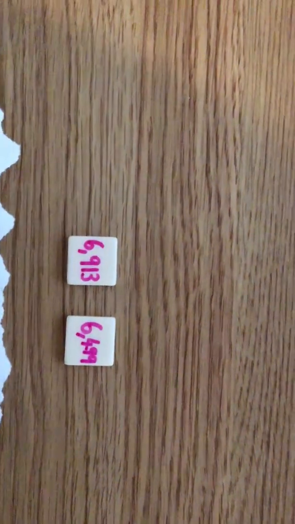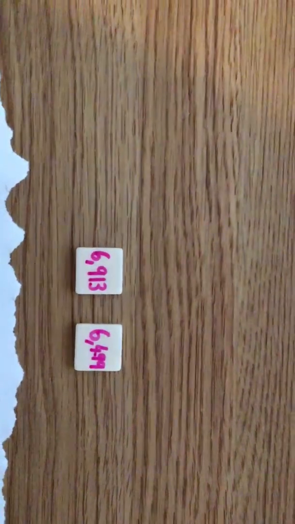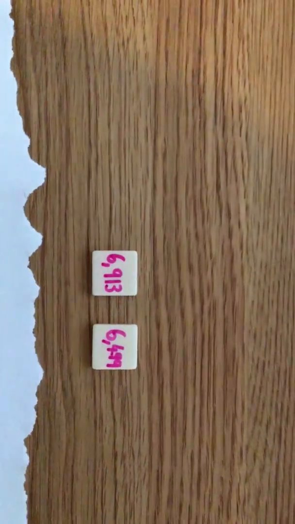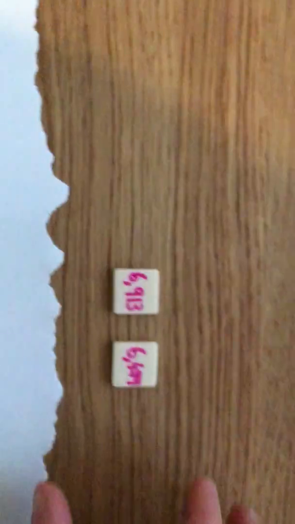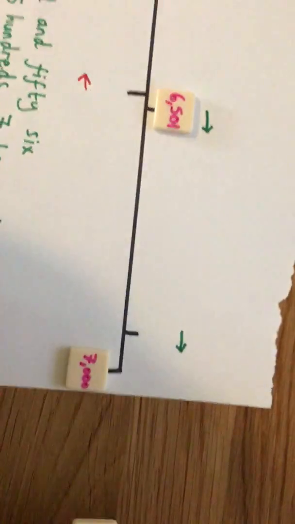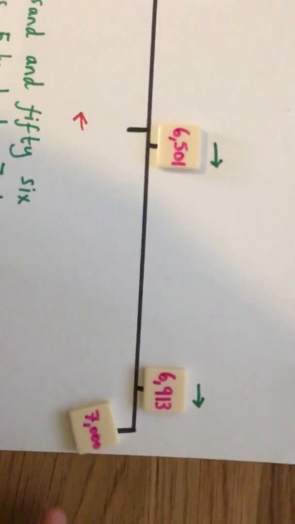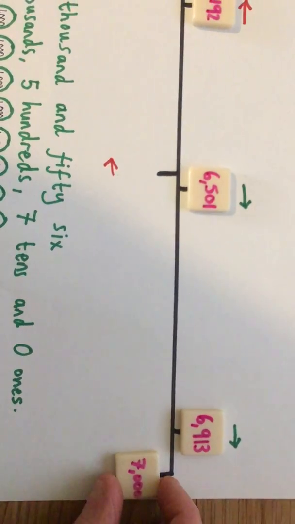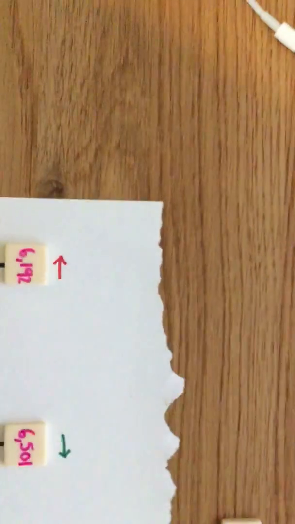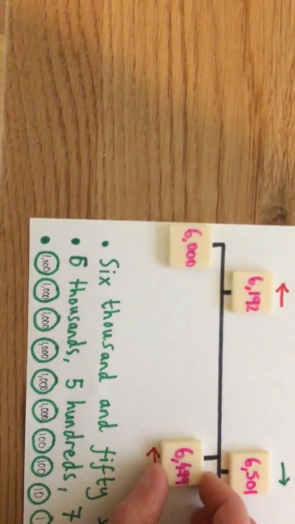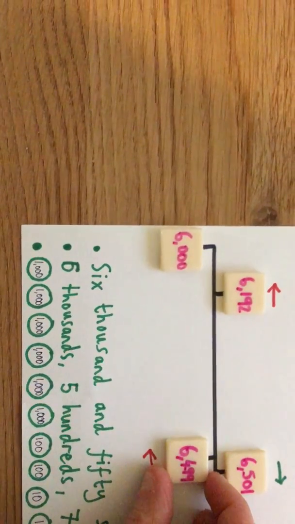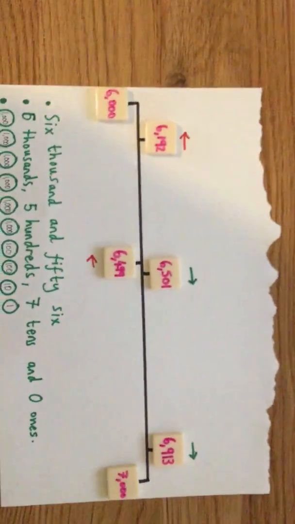So if I look at 6,913, that is very close to 7,000. So that must go up the other end. Pop it in there. Straighten out our 7,000. And my final number, 6,499. That is also very, very close to directly between the numbers, 6,000 and 7,000. So now I've got my number line.